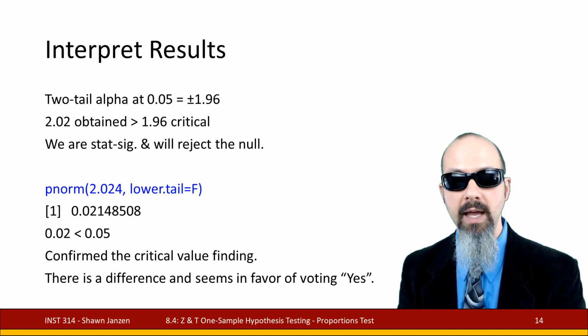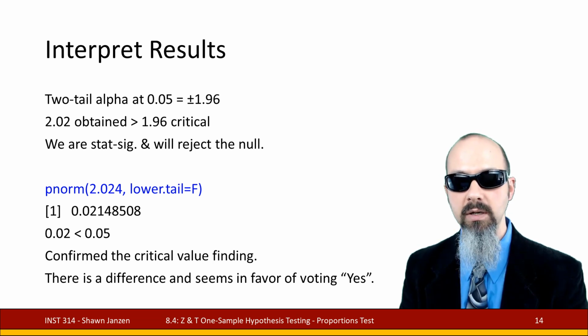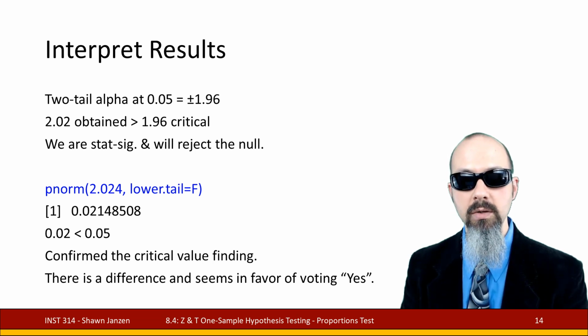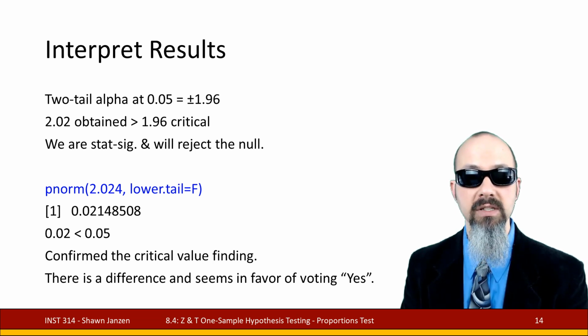If we want to go ahead and get a p-value for this, let's turn to R, and we're going to do the pnorm function on our z obtained of 2.024, comma, lower.tail equals FALSE, and it's going to give us the probability of 0.0214, and it keeps going. And our p-value of 0.02 is less than our alpha of 0.05, which is going to confirm the result that we had there. So it definitely seems that there is a difference, and that difference is in favor of voting yes on the proposition.